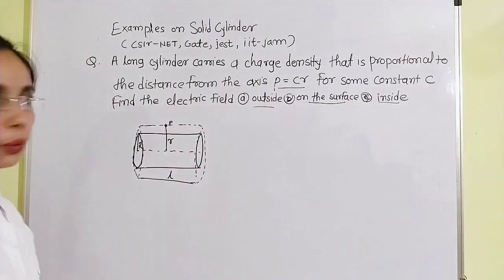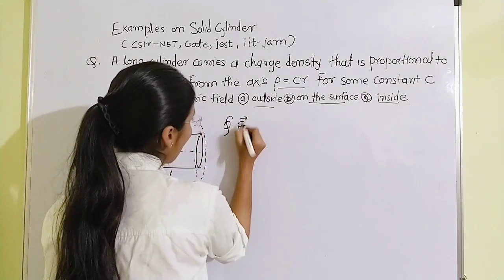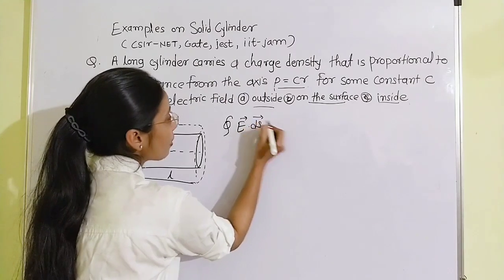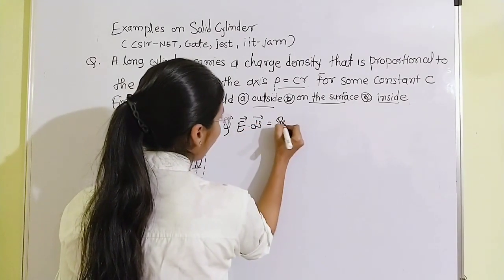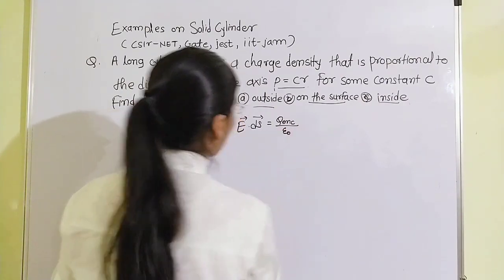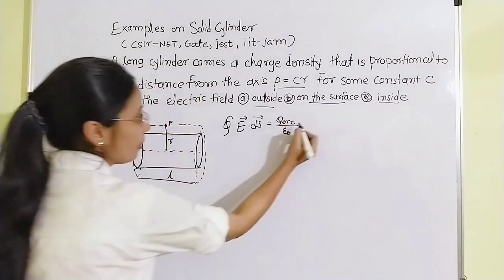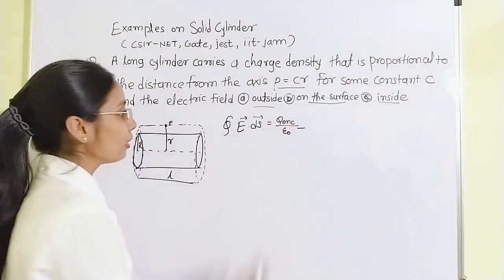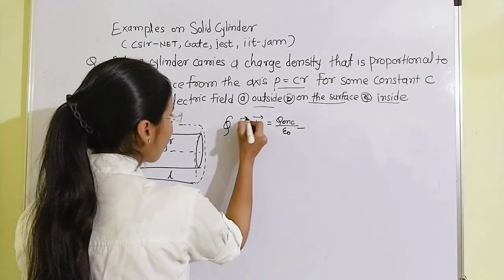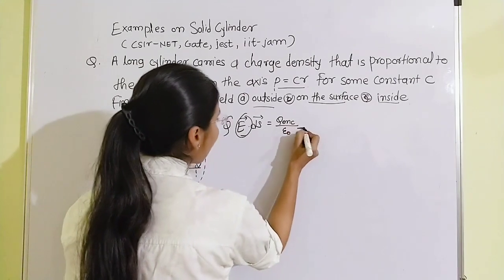And we know that the integral form of the Gauss law is closed integral E bar dot ds bar is equal to q enclosed by epsilon naught. So here we have to find first the right hand side, then the left hand side, and then we have to equate both, then we will get the electric field. So first find the right hand side.